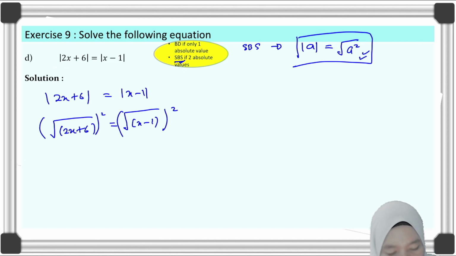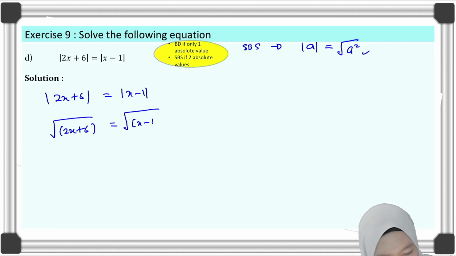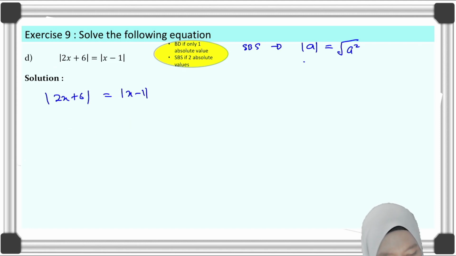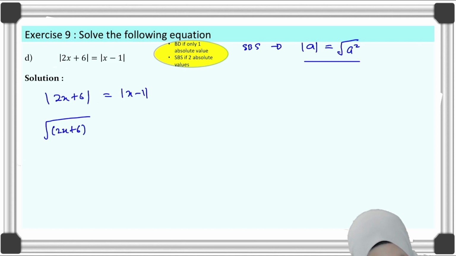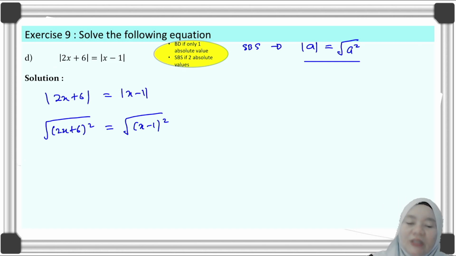Alright. Oh, saya tersalah lah kat sini. Wait. Sekali lagi, sorry. Kejap ya. Alright. Right. Saya nak guna properties ini. Saya nak guna definition ini. Maksudnya adalah square root of 2x plus 6 square. Right. Ini yang betul. Square is equals to square root of x minus 1 square. Right. Ini yang betul lah sebenarnya.